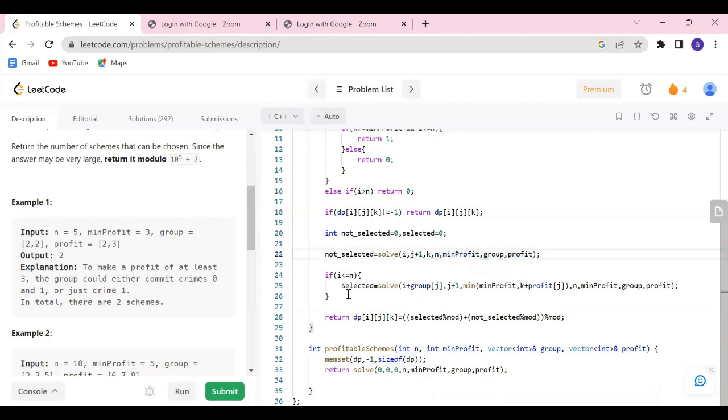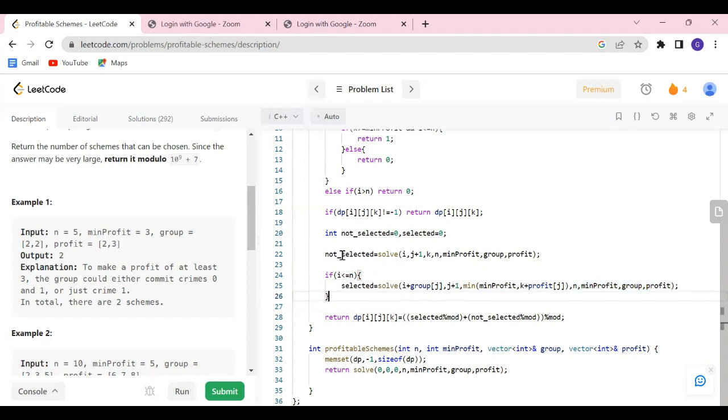And then if it is selected, we'll check that I is less than or equal to n, that the group of people is less than n, in this condition. And then for selected, solve: the number of people will be increased by I plus group of j. Then we'll go to the next index by doing j plus 1, and for tracking profit, that is k, we'll do minimum profit, comma k plus profit of j. And all these things as it is.